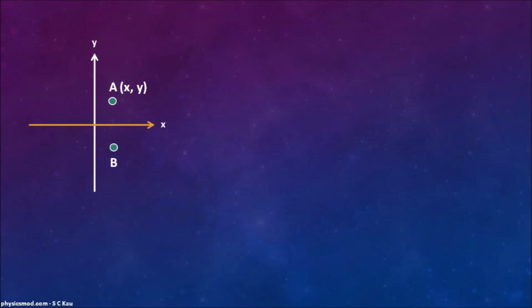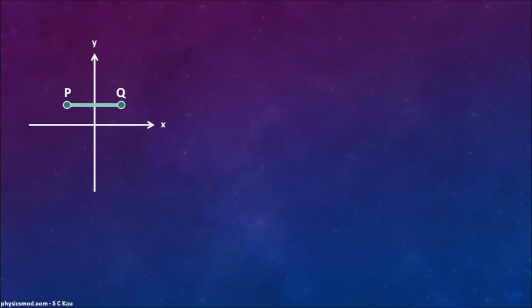It also means that if a point A with coordinates (x, y) is on a graph symmetric with respect to the x-axis, then the point B with coordinates (x, negative y) must be on the graph also. So the coordinates (x, y) and (x, negative y) must satisfy the equation of the graph.